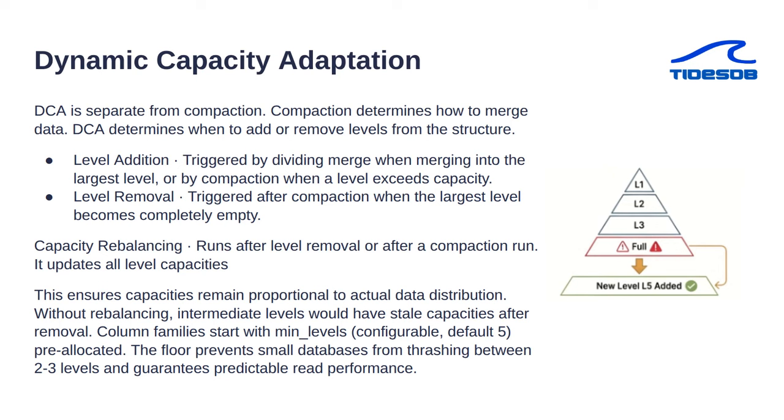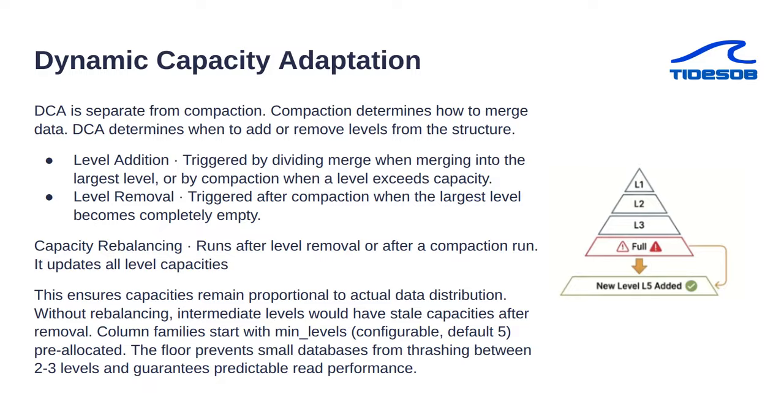So we don't just implement that. We also implement something called dynamic capacity adaptation. The idea with DCA is essentially that compaction determines how to merge data, and DCA determines when to add or remove levels from the structure.